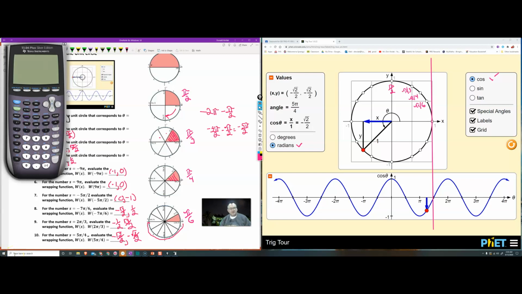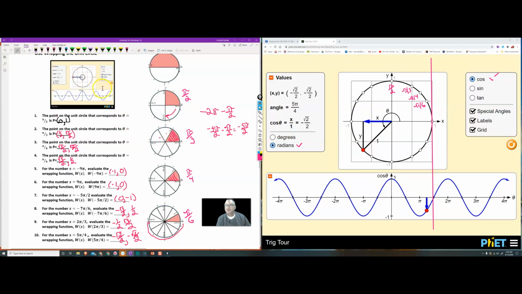So by moving this around, that's the same as wrapping that circle, wrapping this line, I mean, around the circle, and this red dot represents where the endpoint of that string would be after you're done wrapping the angle. So you're going to use this simulation to complete Math Excel, I believe it's number 6.